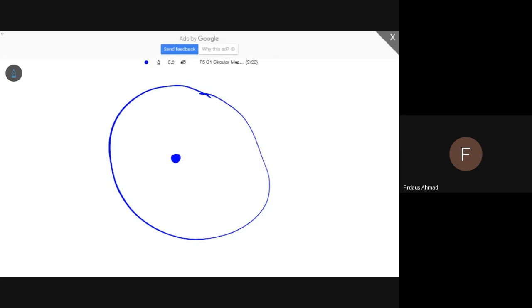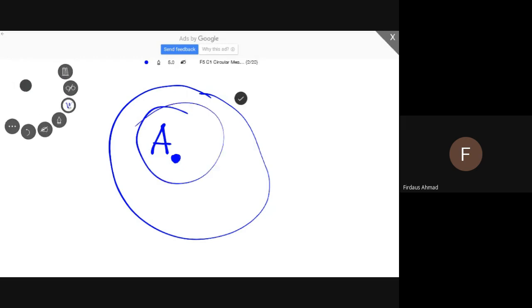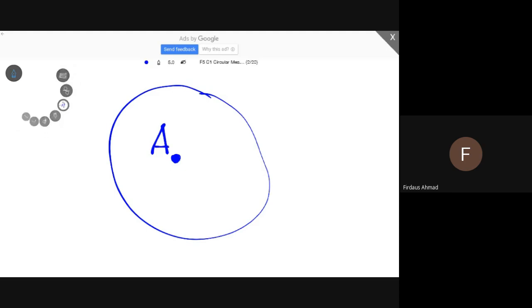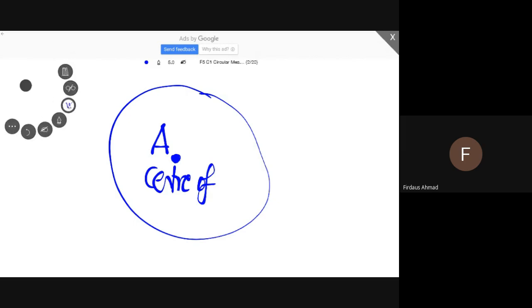Okay, guys, this point, kalau saya call it A, what do we call this point? Apa nama point ni? Ya, yeah, AdMaths, sorry lah. Ya, sama-sama, what do we call this point guys? Yes, very good. Center of circle or pusat bulatan, bagus. Okay, first checkpoint done. Center of circle. Eh, tak payah label lah, nanti tak ada tempat pula.